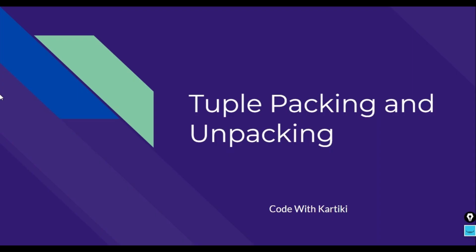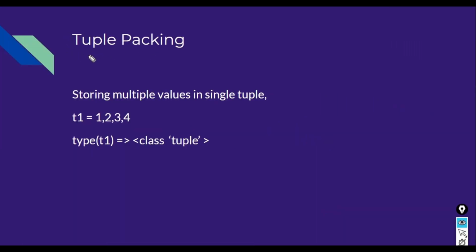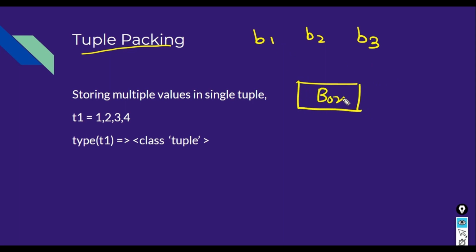We are going to see tuple packing and unpacking. First, we will understand what tuple packing is. For example, you have three books B1, B2, and B3. You want to carry these three books somewhere. Instead of carrying them one by one, you will take one box and keep these three books in it. That means you have packed these three books in one box.